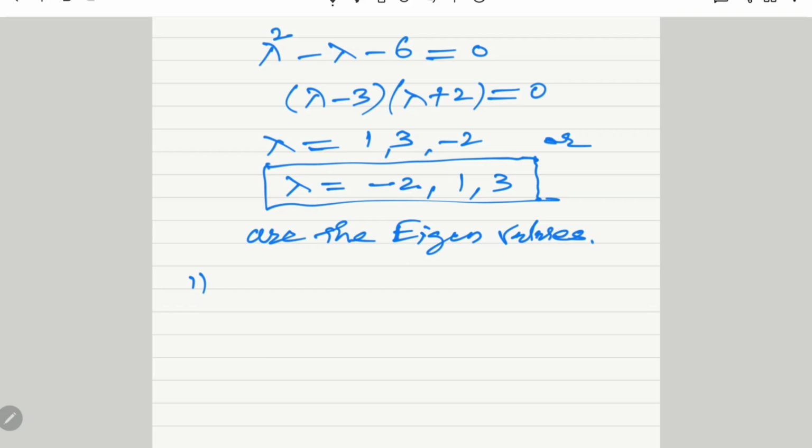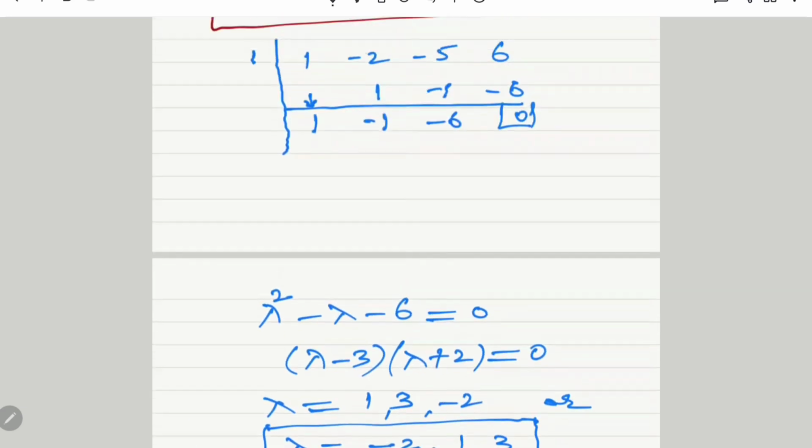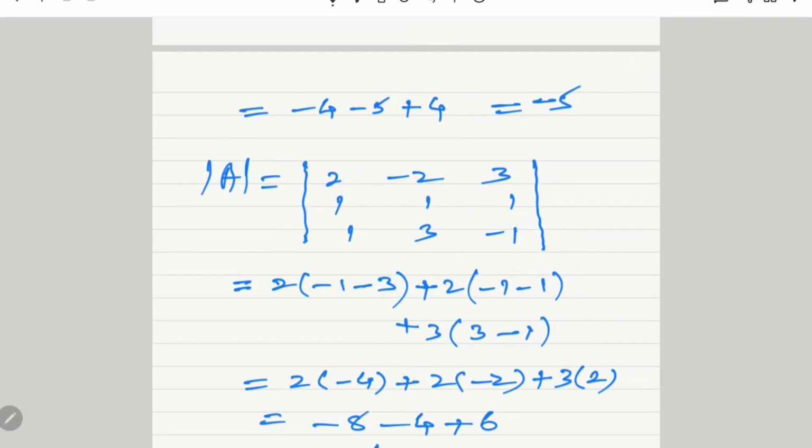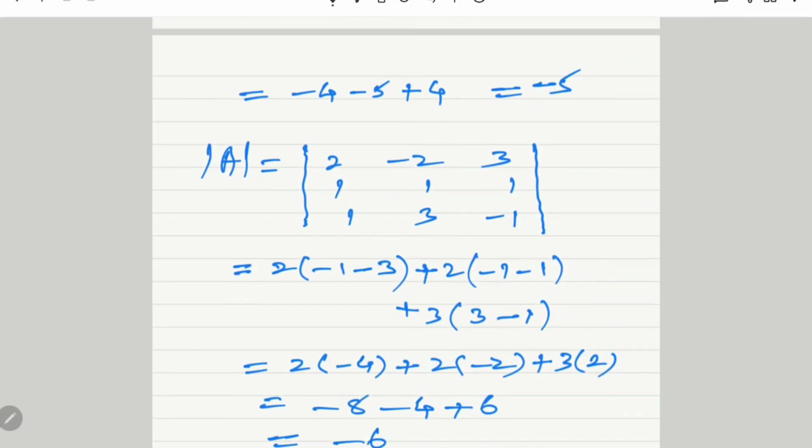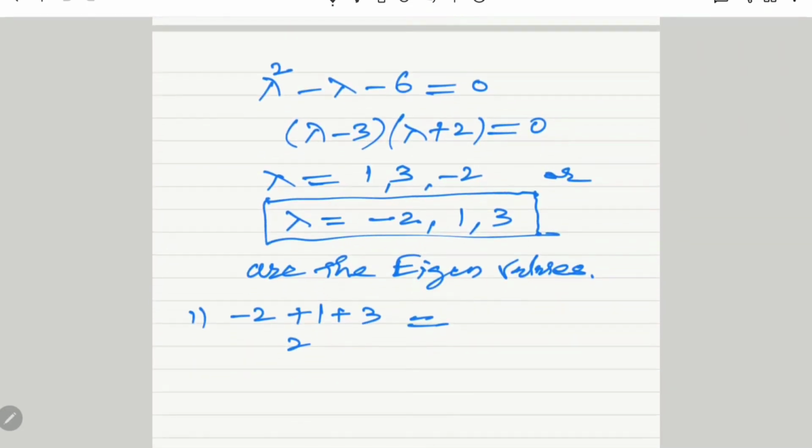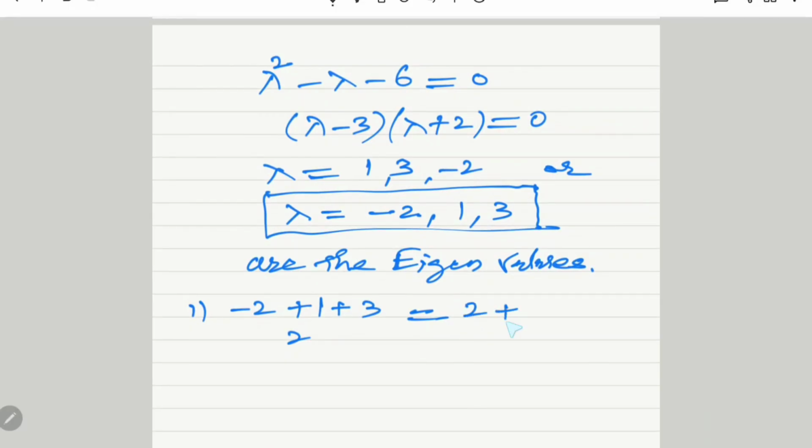The first one is the sum of the eigenvalues. Here that sum is minus 2 plus 1 plus 3. That sum is 4 minus 2 is 2. It is always equal to the sum of the principal diagonal elements. What are the principal diagonal elements here? 2, 1 and minus 1. Therefore, 1 minus 1 get cancelled, we get 2. Therefore, 2 is equal to 2. That first property is satisfied.